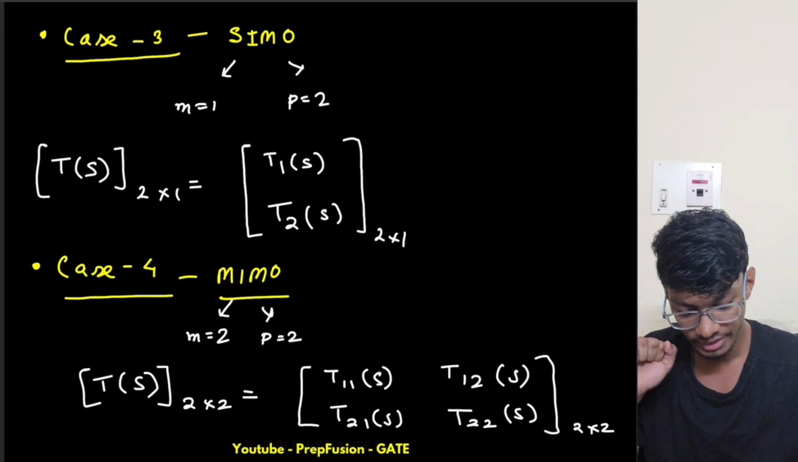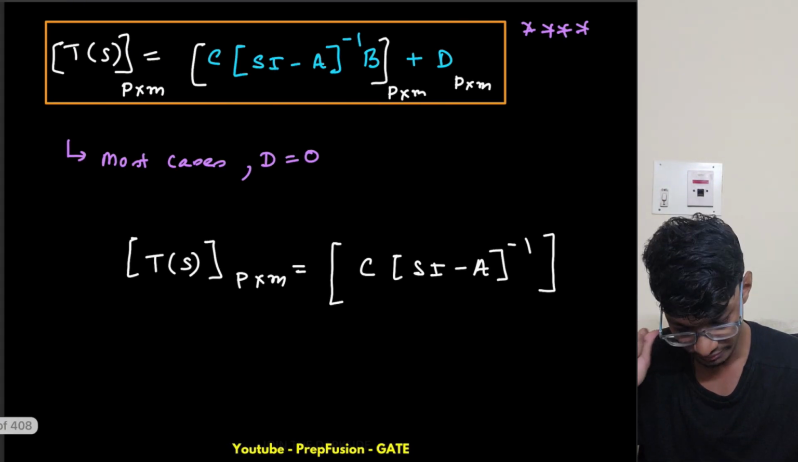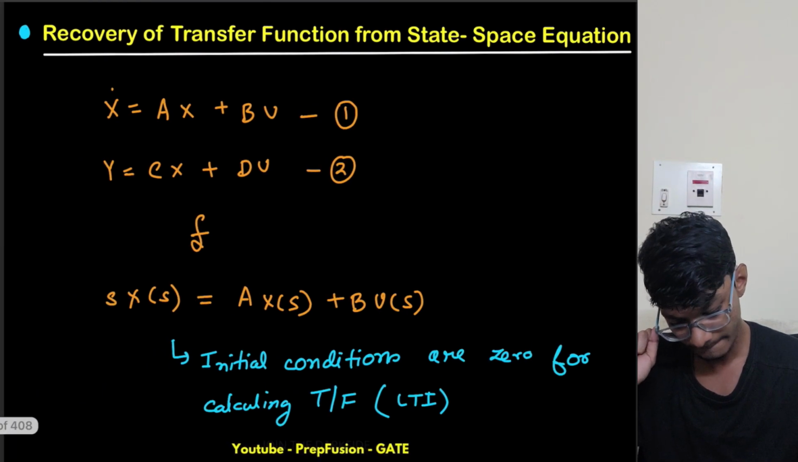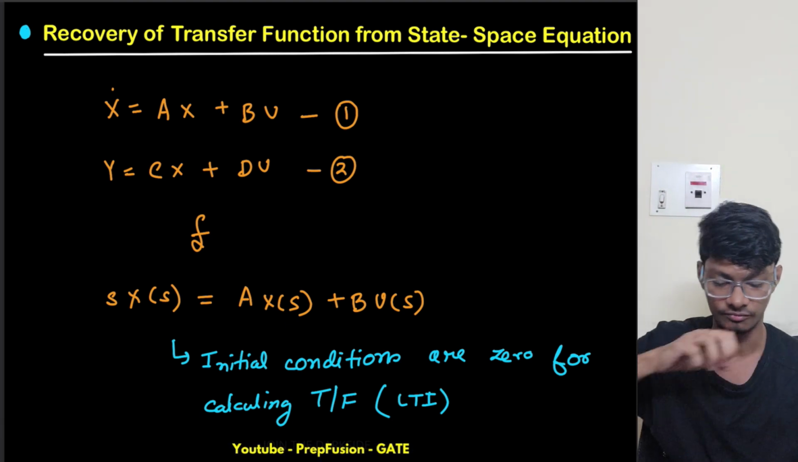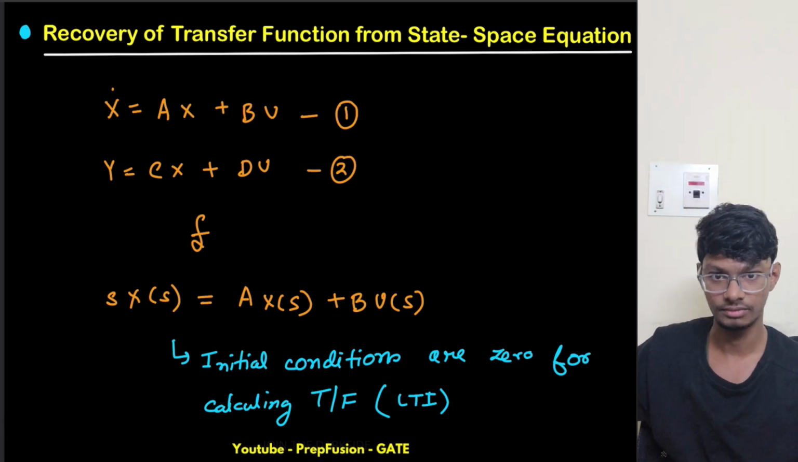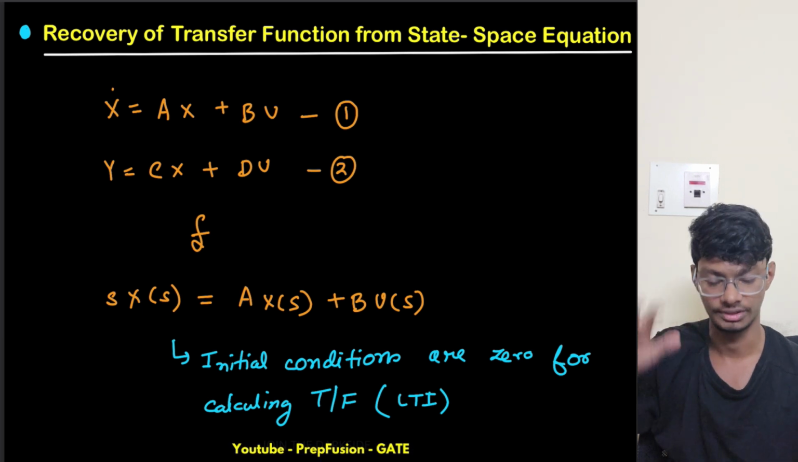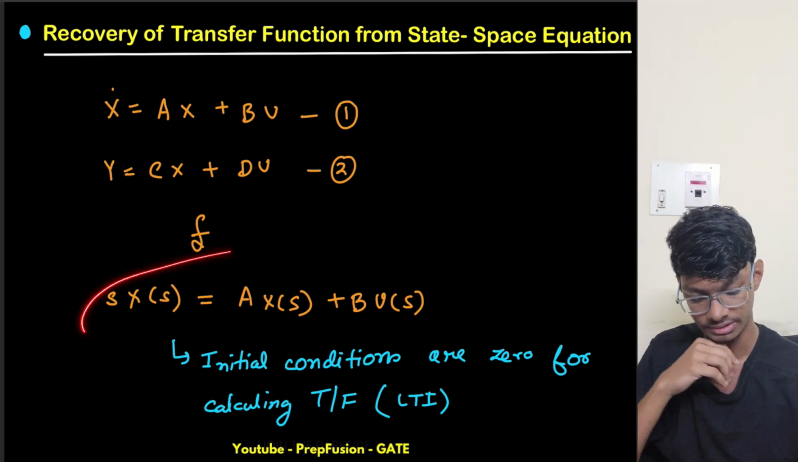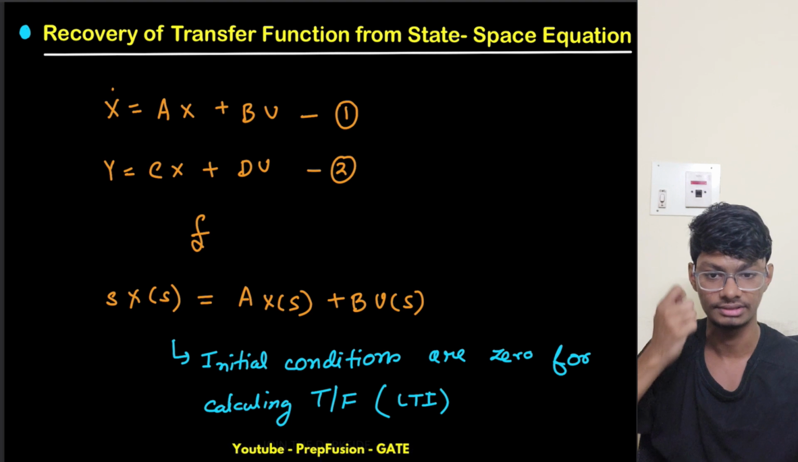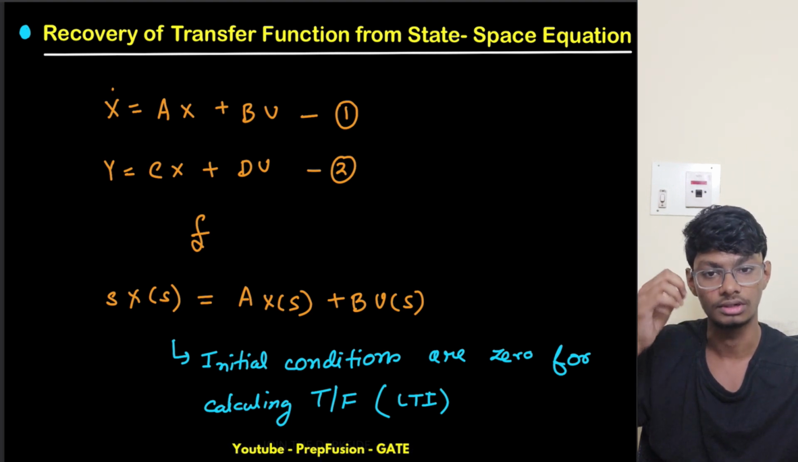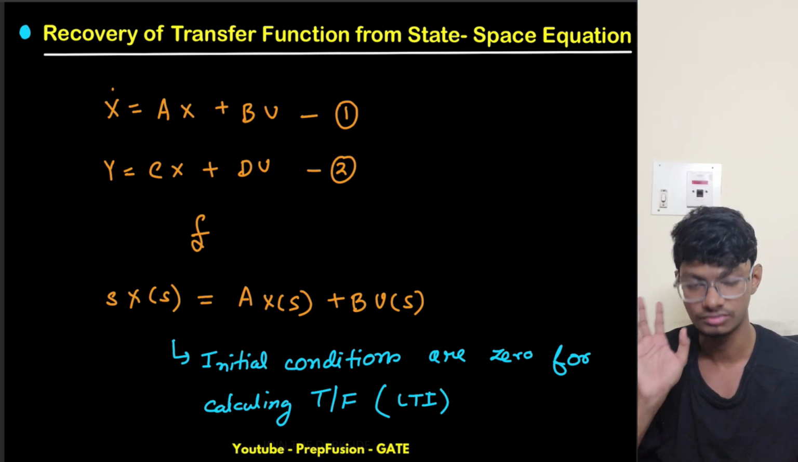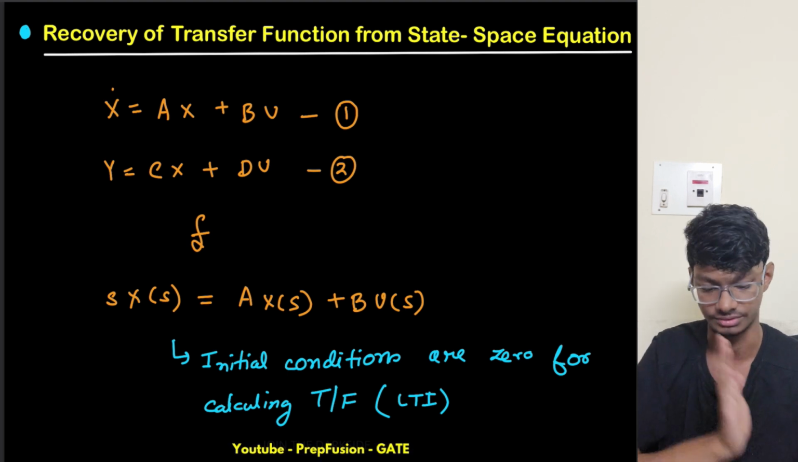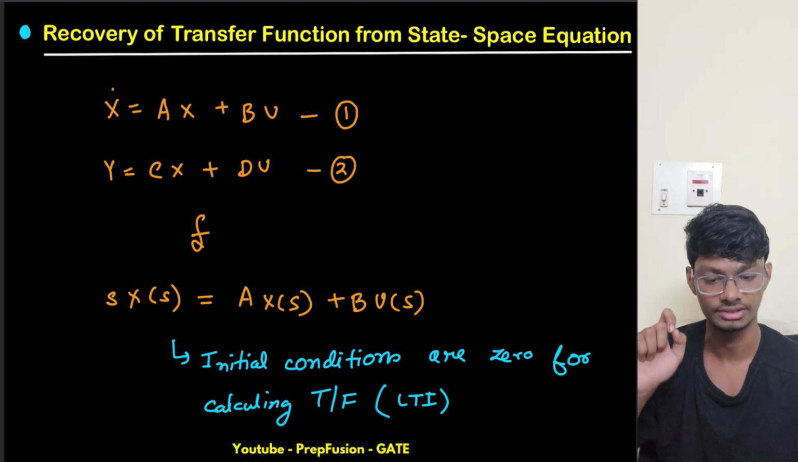So these were the few cases. Let me give you a brief overview of what we did here. We just find the transfer function equation, right? That we derived in the previous case also, but didn't derive it thoroughly. Here I take the Laplace transform, but the initial conditions will be 0 for calculating the transfer function. So I will not take the effect of initial conditions.